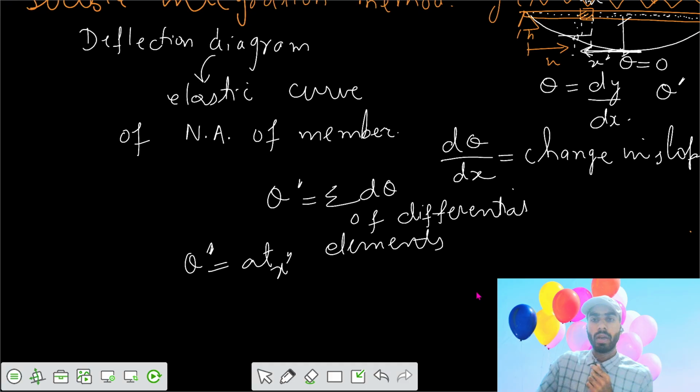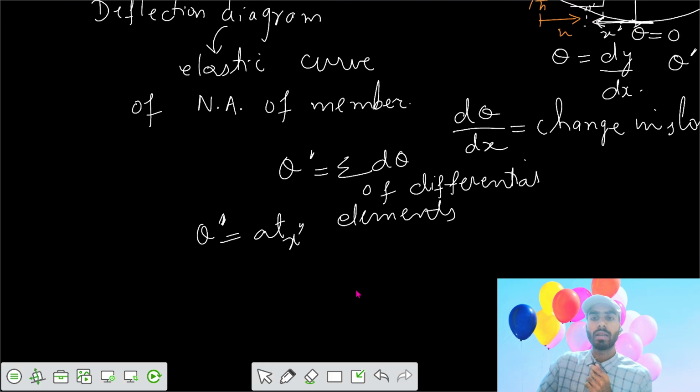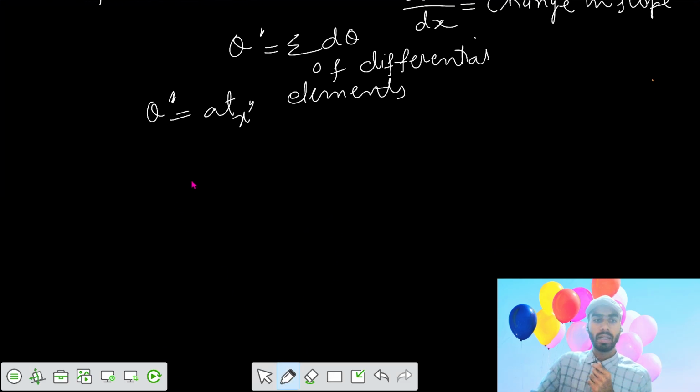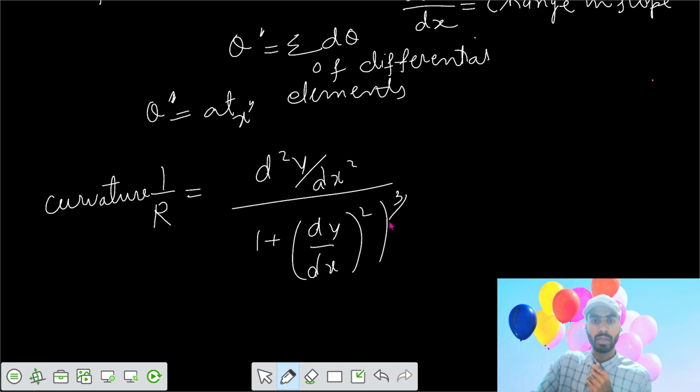So the deflection diagram follows some elastic curve. If there is a curve, we have a general equation for the curvature of the beam: curvature equals d2y by dx2 divided by (1 plus (dy by dx) whole squared) to the power 3 by 2.